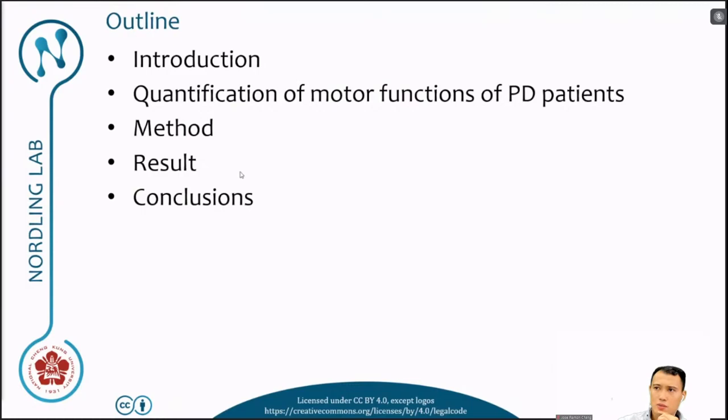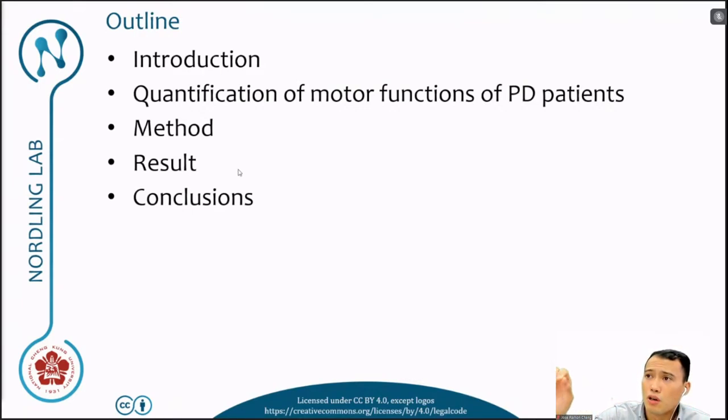So as I mentioned before, now we can start getting into what we have for you today. For today, we would like to show you what we have done as part of our submission for the OpenCV and AI competition for 2021, which is, as I mentioned before, to quantify the motor function of Parkinson's disease patients. Here we have the outline for you guys.